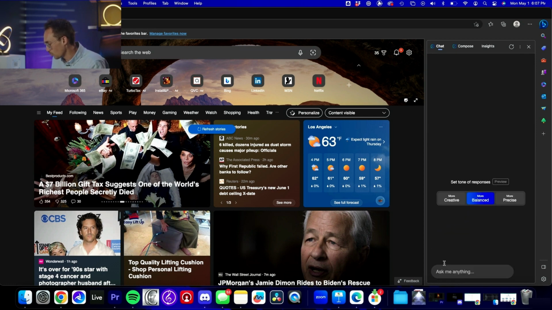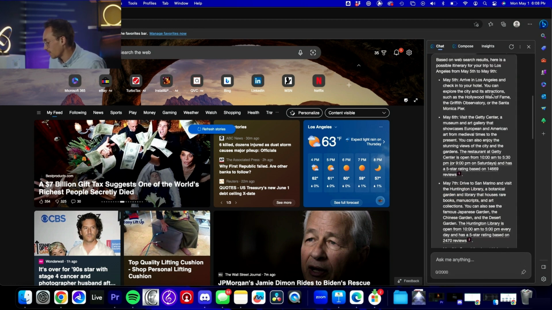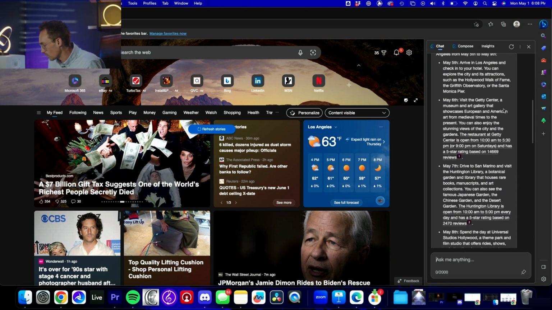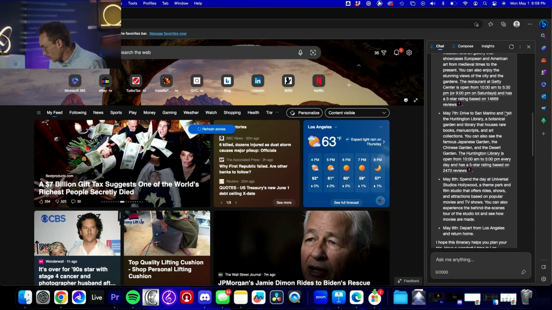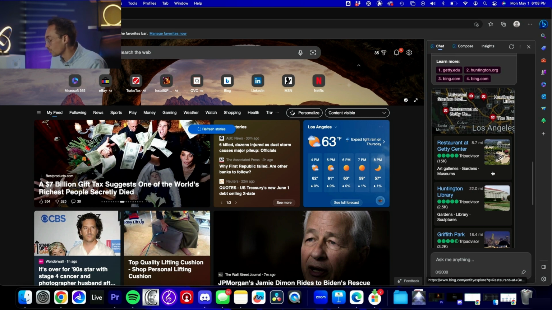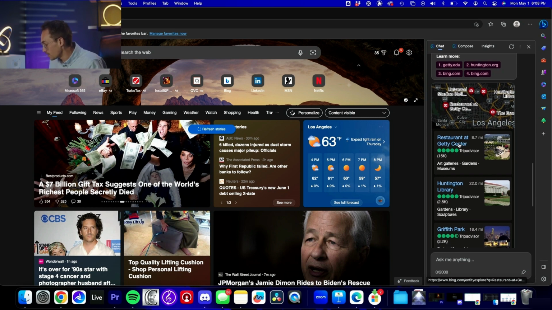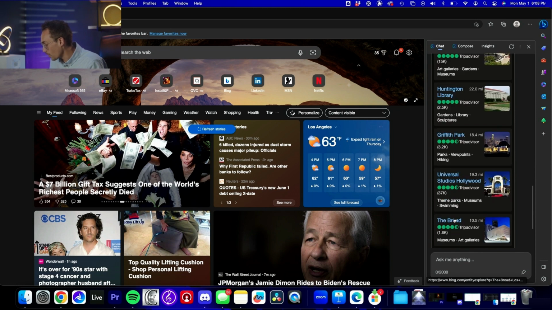Let's go ahead and click this broom here again and try creative mode. Here you can see we have some different ideas on what we could do during our trip to Los Angeles and a little descriptor about what those events would entail. And at the bottom here, which was consistent through every single mode, we have these different links ready to click on if we want to attend and follow up on any of these ideas.